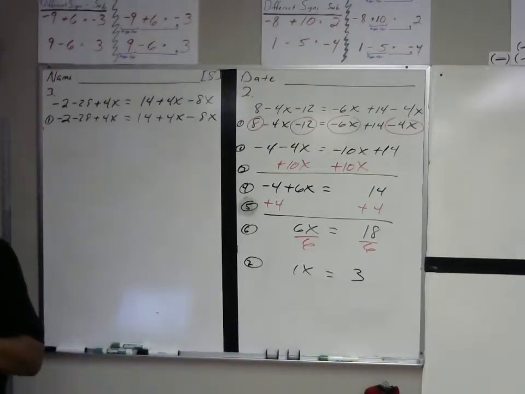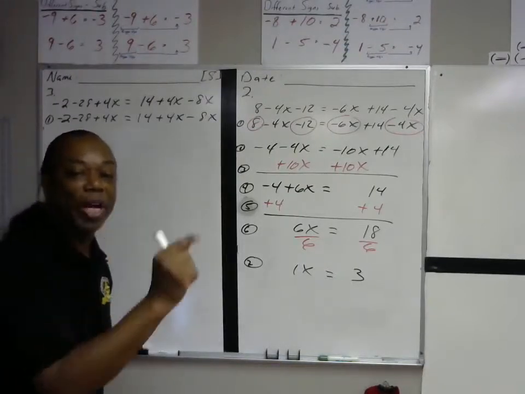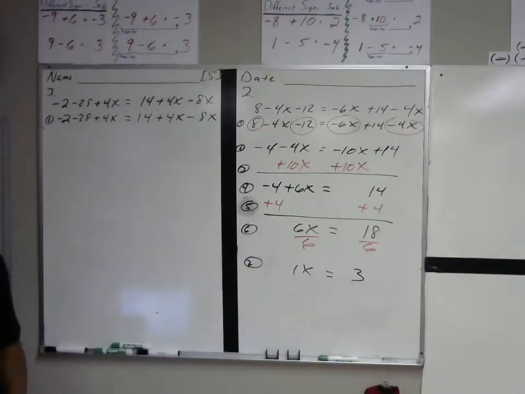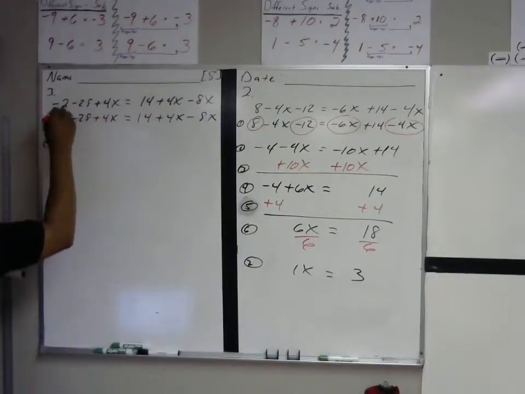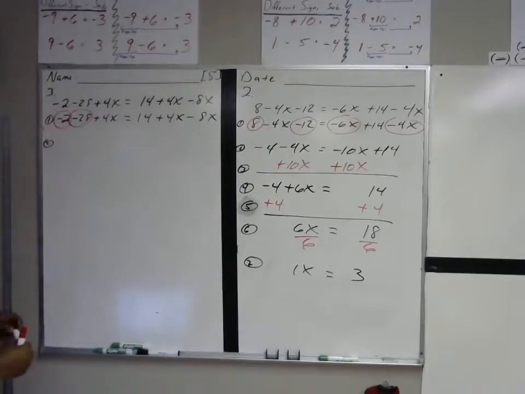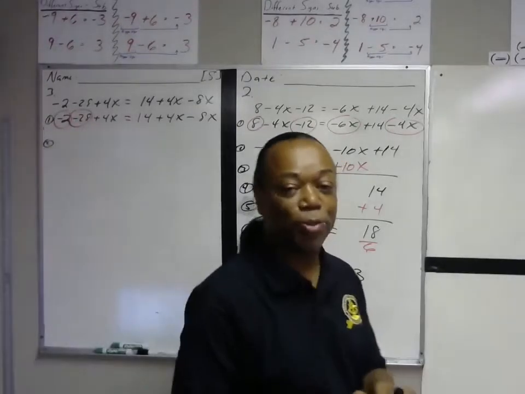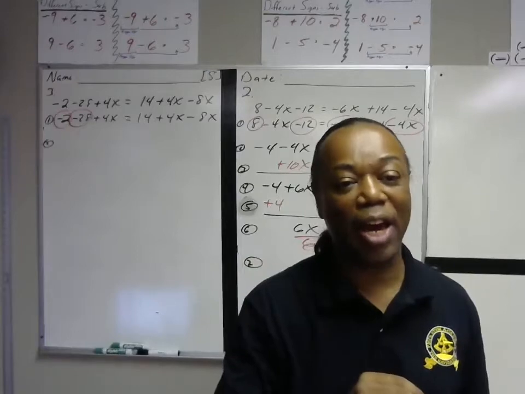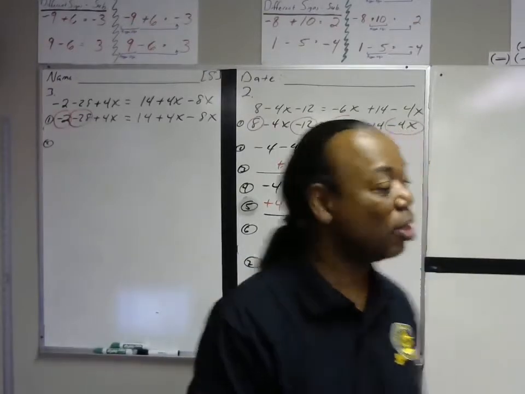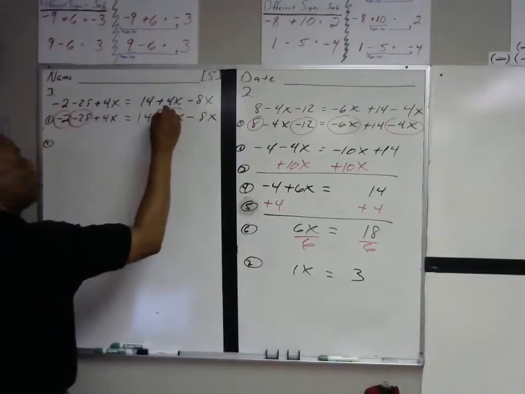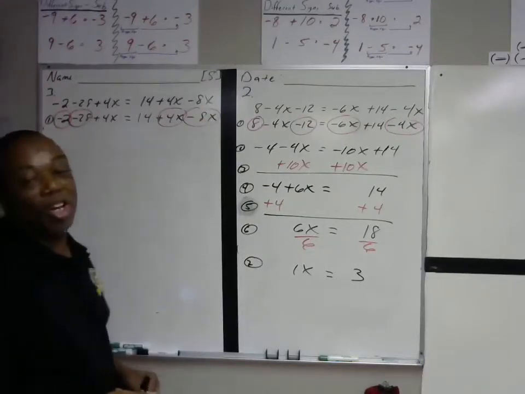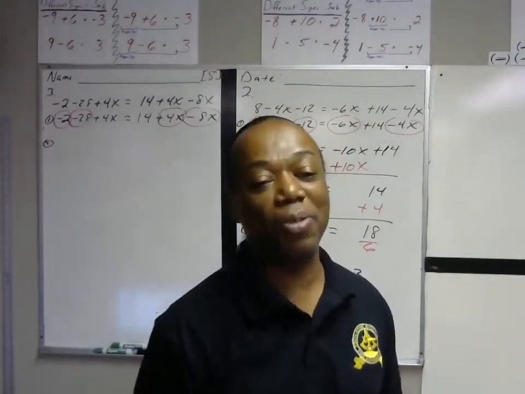Next, we're going to figure out who are the like terms on the left side, who are the like terms on the right side. The like terms for the left side are, drum roll please, -2 and -28. Perfect. But what about the like terms for the right side? 4x and -8x. Exactly right. 4x, class, and -8x. They're friends. They're like terms. They like each other.